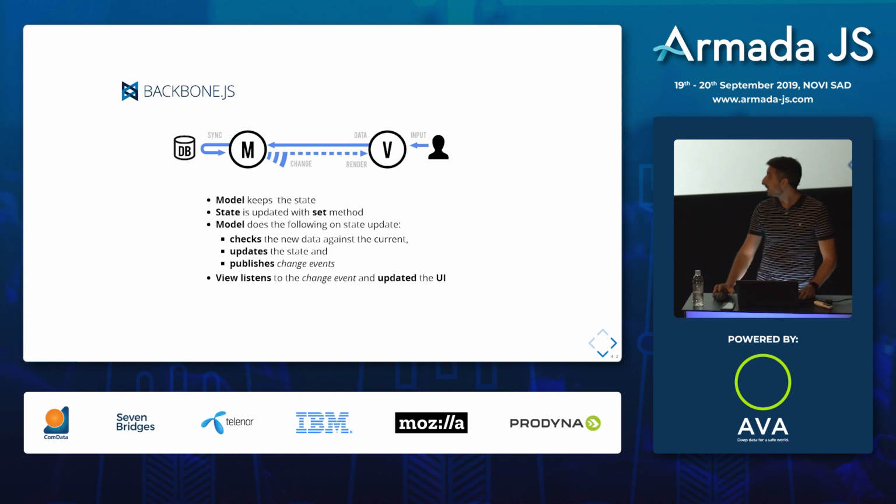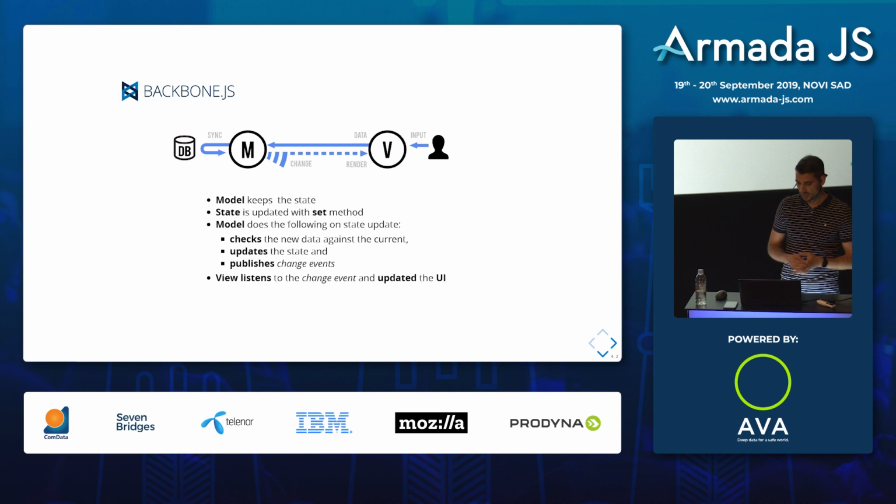So basically, how Backbone works. Our state is kept in a model. We have to update the state using a set method. When the model gets a payload for the update, it checks what's updated and publishes events about the updates. The view, which has a reference to the model, listens to those updates and should update the UI.